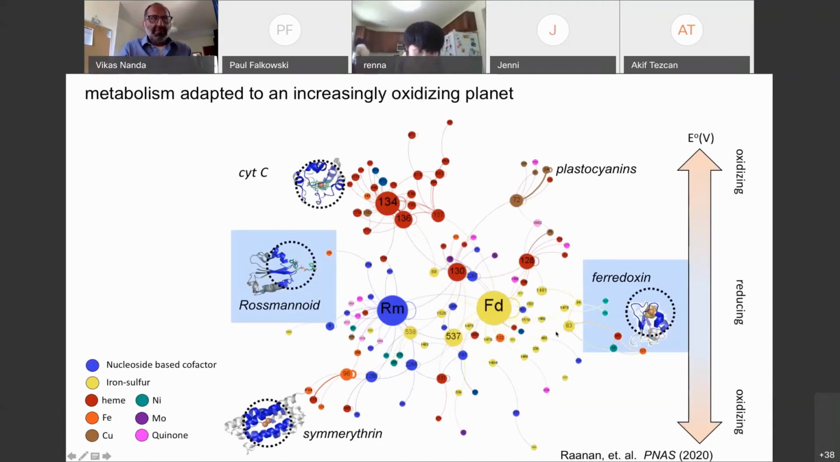But then we know that over time, the geosphere has become more and more oxidizing. And as we look from the center of this network out, we see that the electrochemical properties of these folds also become more oxidizing, meaning they're more likely to accept electrons. They have a higher affinity for electrons. So we see this gradient in the network from the center to the outside, which parallels the redox evolution of the Earth. This suggests a time axis from the center of the network to the outside, where the earliest domains are in the middle and the newer domains are on the outside.